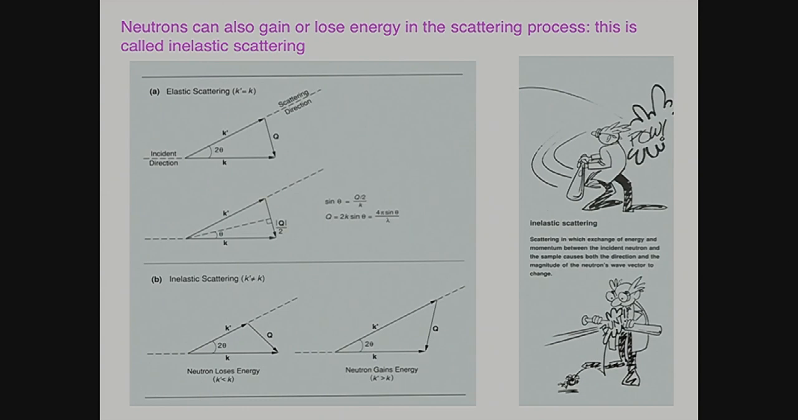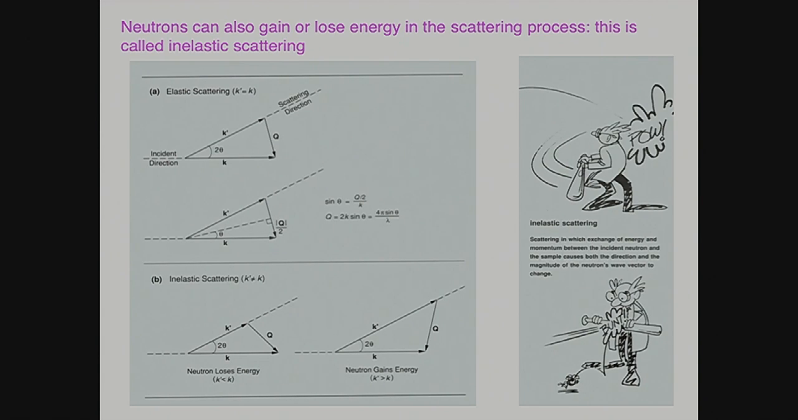So what happens if you want to measure that? Well, rather than measuring elastic scattering, you have to measure inelastic scattering. Inelastic scattering because the neutron is either going to give up energy to the crystal and excite a phonon, or the phonon is going to give the neutron a kick by having its energy absorbed by the neutron.